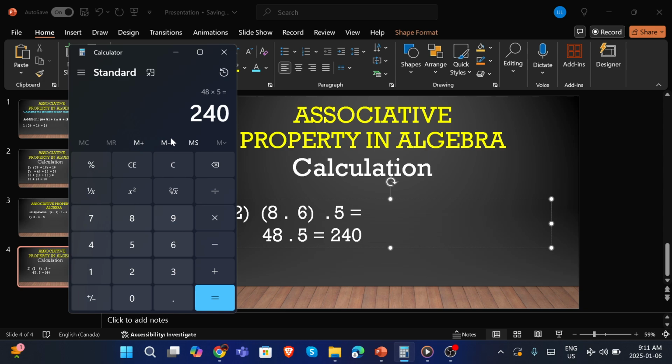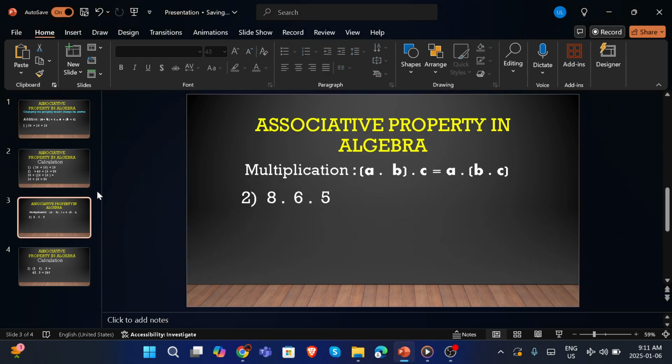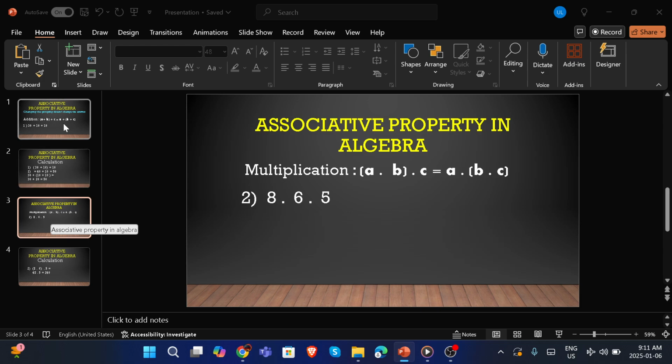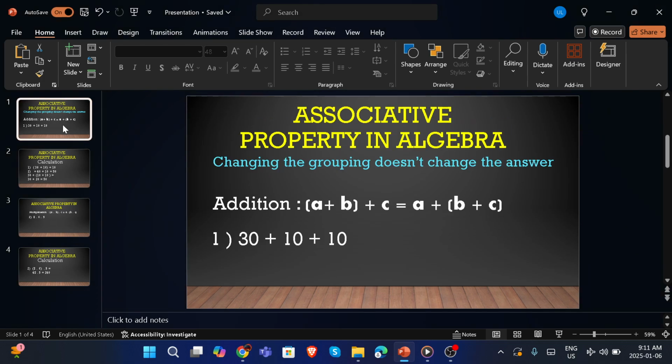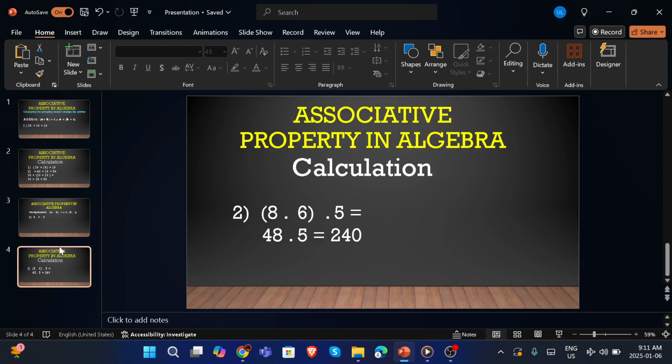Let's check it in our calculator. 48 times 5, boom, it gave us 240. Now let's see if we try the other method whether it's going to change the result or not. If it doesn't, then it means that multiplication is associative, just like the addition operator. All right, let's proceed back to our calculation. 8 times 6 times 5. Yeah, 240. It gave us 240.